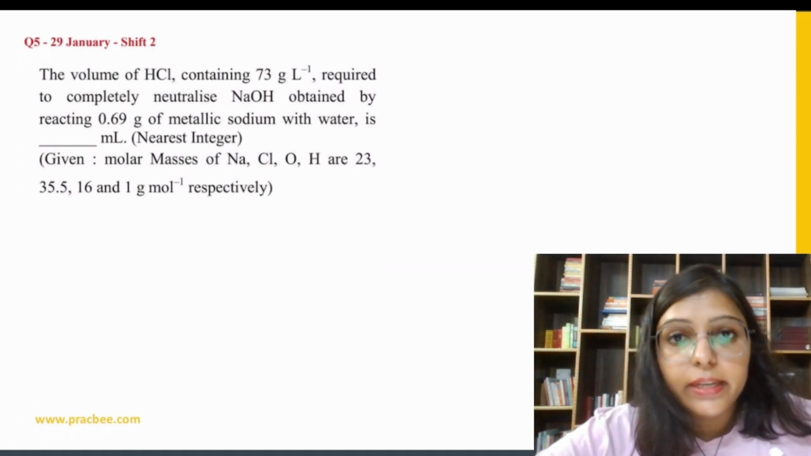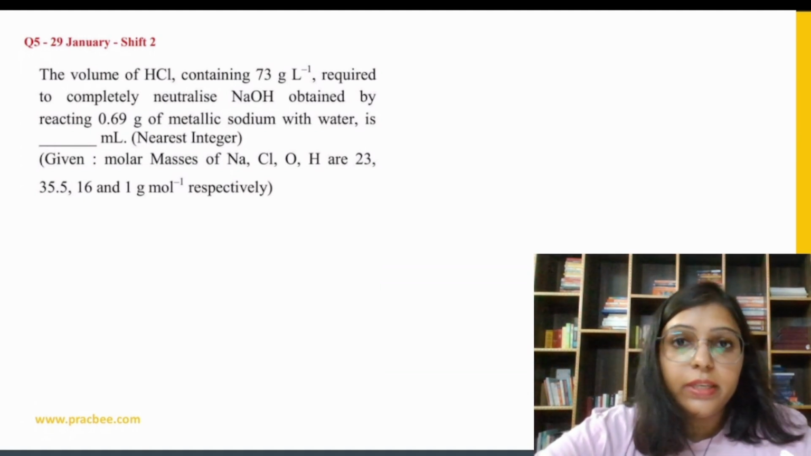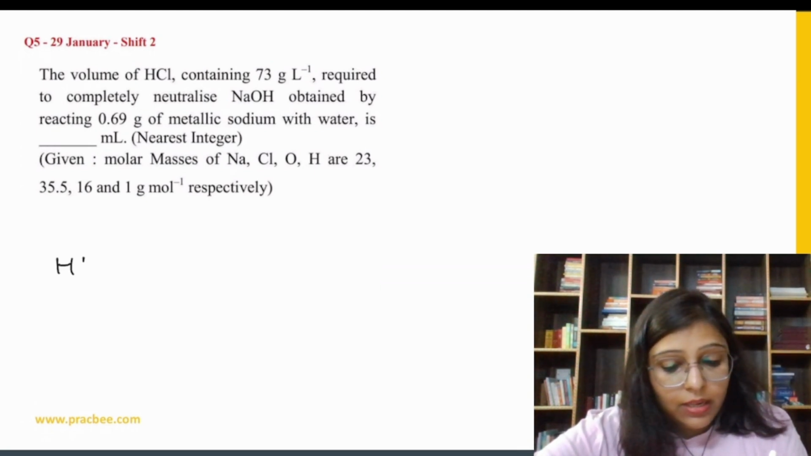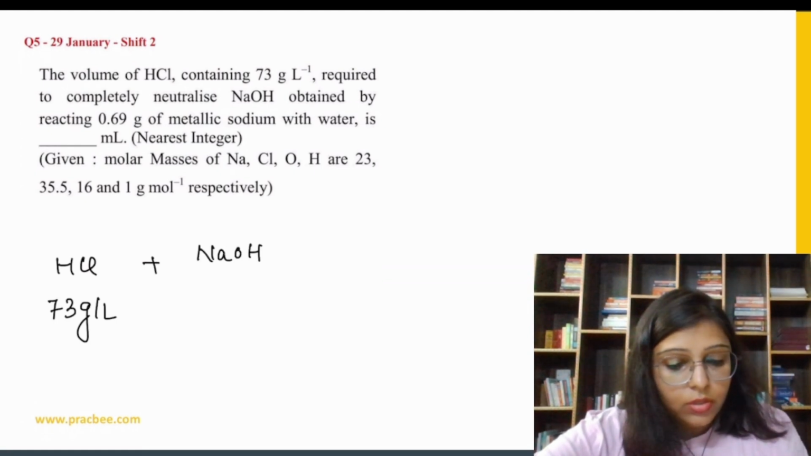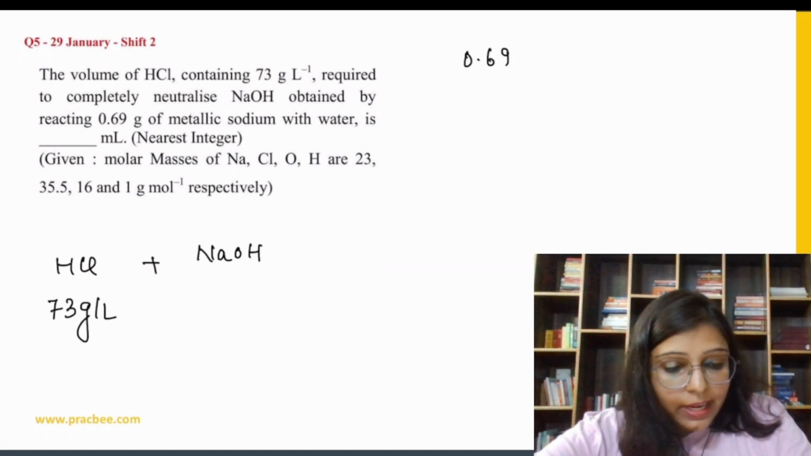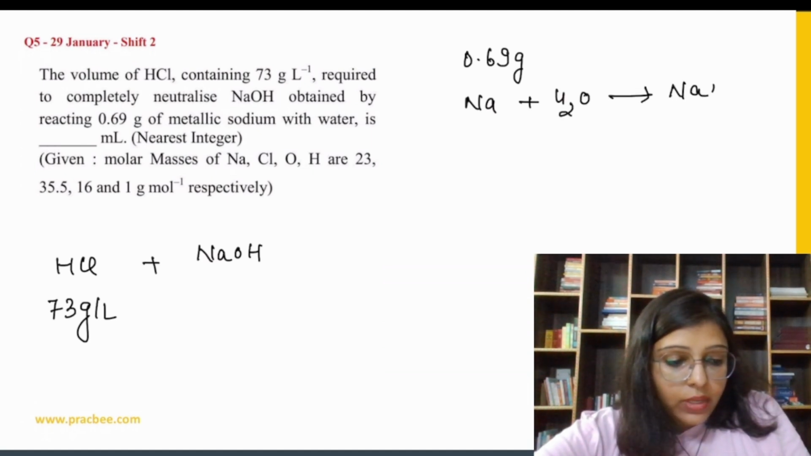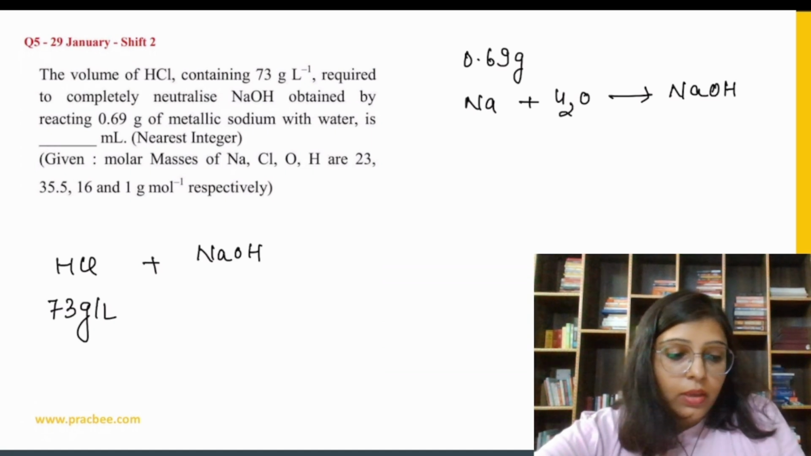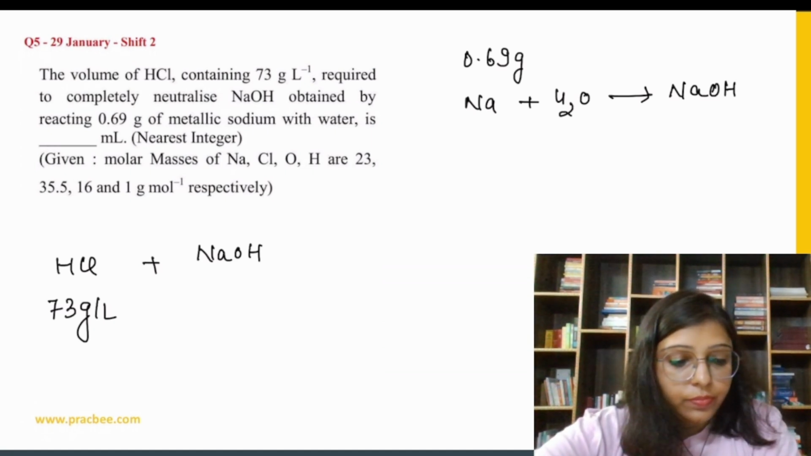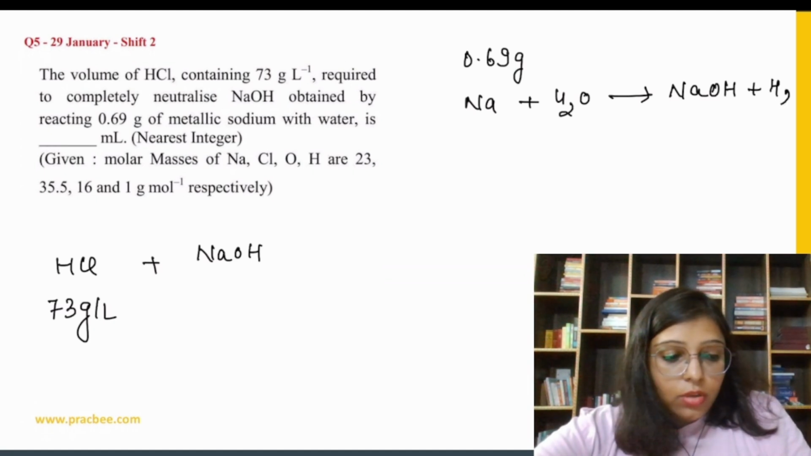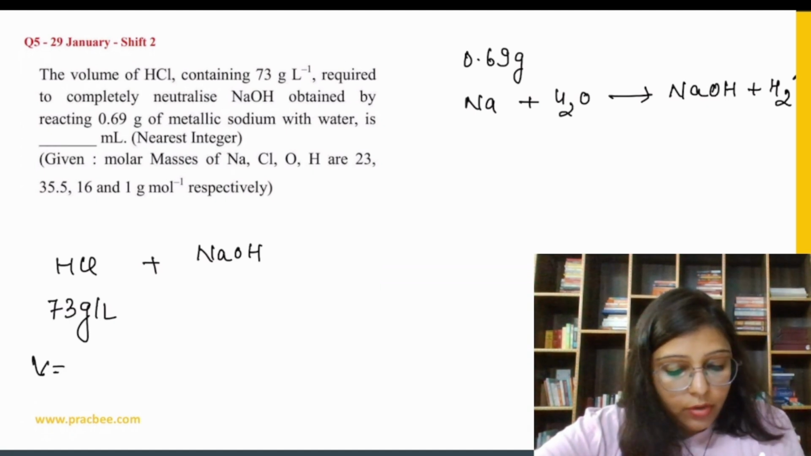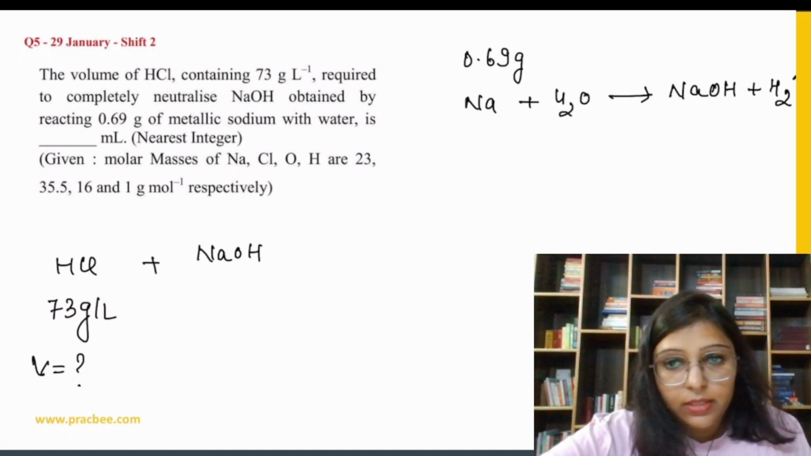The volume of HCl containing 73 gram per liter required to completely neutralize NaOH, and this NaOH is obtained by 0.69 grams of sodium on reaction with water. So we get NaOH over here. Hydrogen gas is also released. It means we have to find out the volume of HCl.